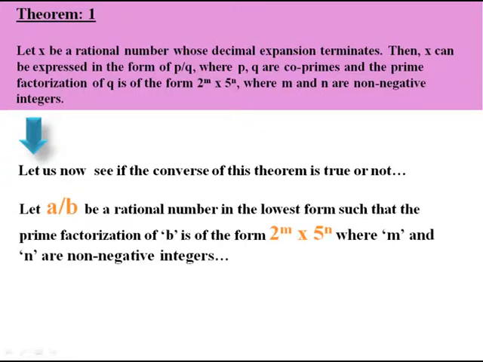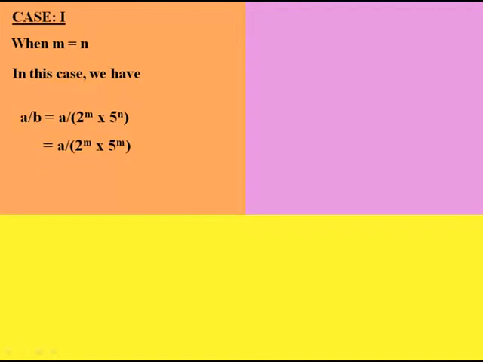Let a by b be a rational number in the lowest form such that the prime factorization of b is of the form 2 to the power of m into 5 to the power of n, where m and n are non-negative integers. There will be 3 cases which are possible because of the values of m and n. Case 1 will be where m is equal to n. In this case, we have a divided by b is equal to a divided by 2 to the power of m into 5 to the power of m itself, because m is equal to n.